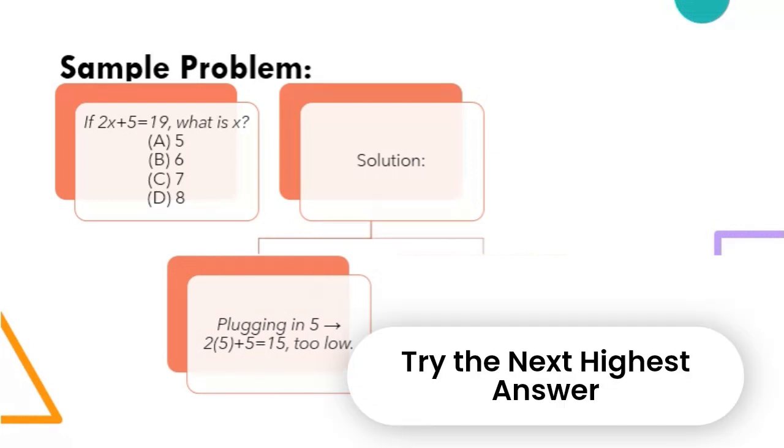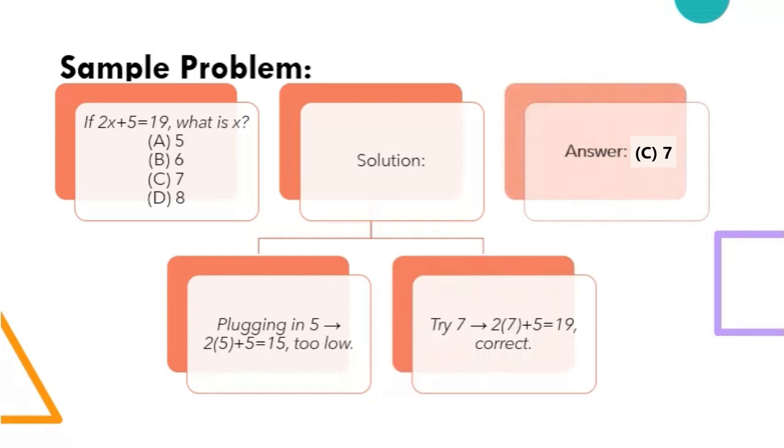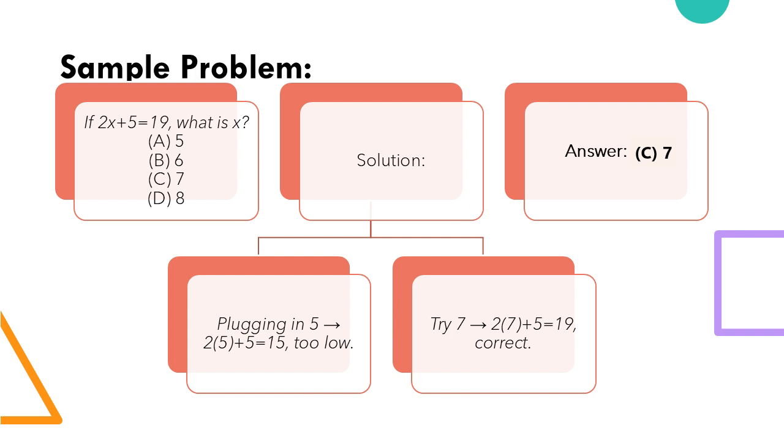Step 2. Try the next highest answer. Now, let's test x equals 7. 2 times 7 plus 5 is equal to 14 plus 5 is equal to 19. Boom, that works. Since we found the correct answer, we don't even need to check x equals 8. Final answer, C, 7.